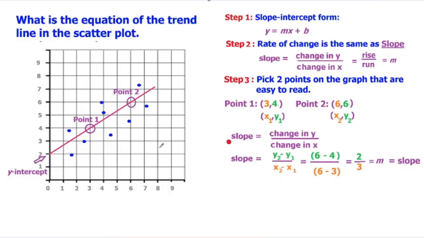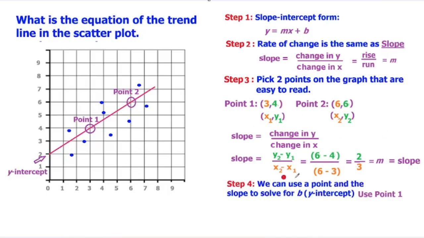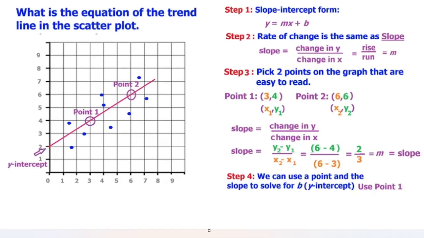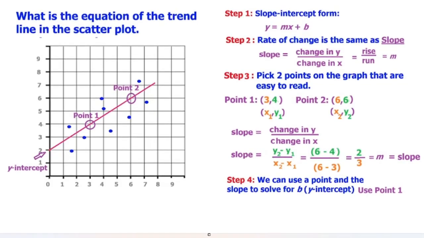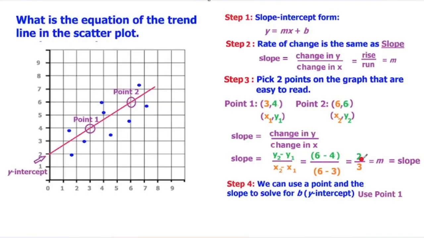Okay, so here's the y-intercept. Now we have to figure out the y-intercept. We can use a point and the slope to solve for b, which is the y-intercept. So we could actually see the y-intercept is here, but in some cases you can't see it. So what you need to do is we use the slope that we calculated and a point that we know, and we plug it into this equation to solve for b.